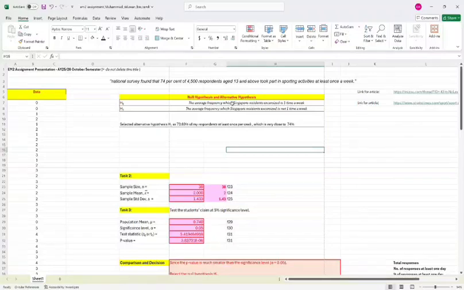From my result, 73.69% of my respondents exercise at least once a week, which is very different from the national figure. Because the number is almost the same, it suggests that the survey sample is representative of the population.